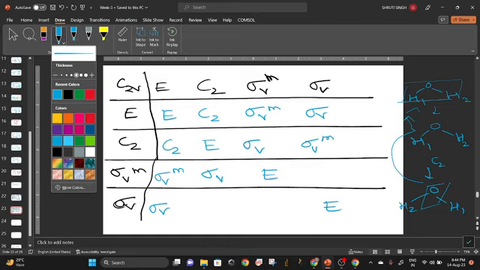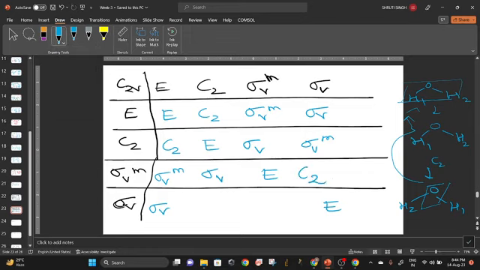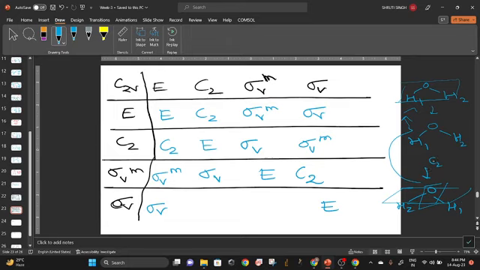Now in this row, what is missing? C2. See here, first we have to apply sigma v, this is sigma v, and then you apply the molecular plane, which will be the same as this. So this is a C2 operation. Now C2 dot sigma v, again a molecular plane, then molecular plane, then sigma v will give C2 again. Is this okay?